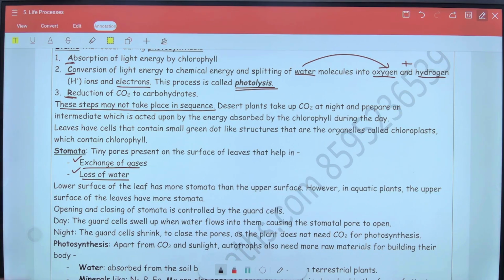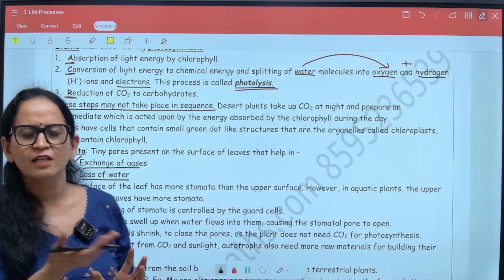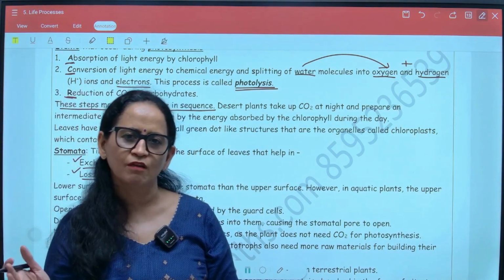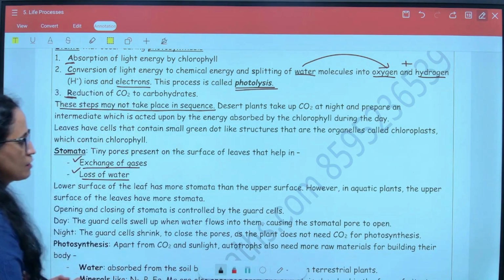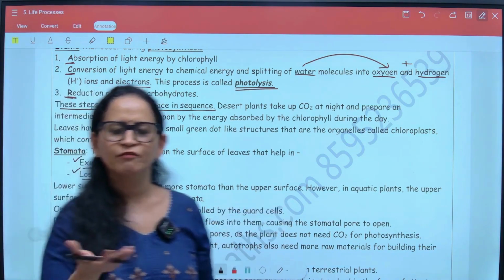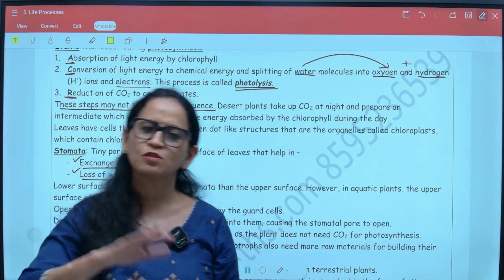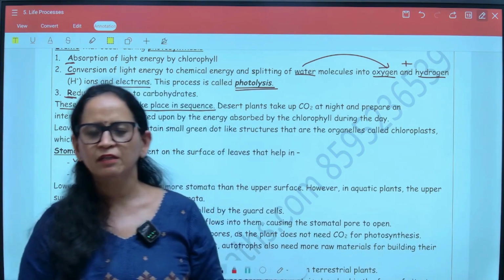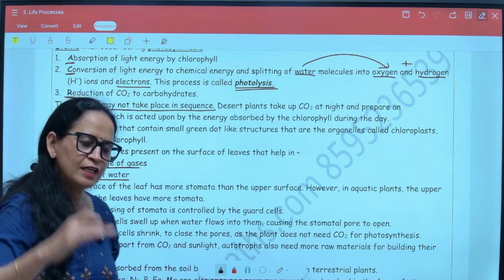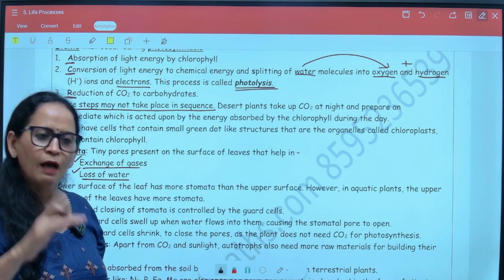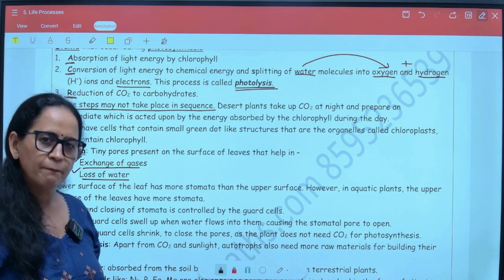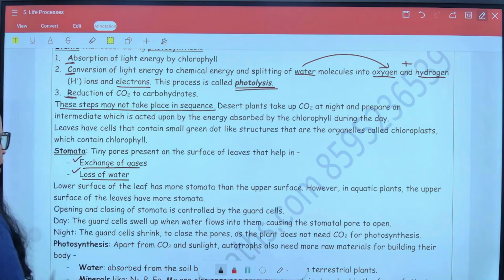Now the lower surface of the leaves has more stomata as compared to the upper surface for terrestrial plants. But in aquatic plants, because the lower surface is in direct contact with water and it is the upper surface only that is in touch with the atmosphere, the upper surface has more stomata as compared to the lower surface. Opening and closing of stomata is controlled by the guard cells.